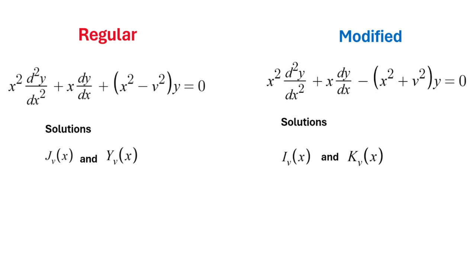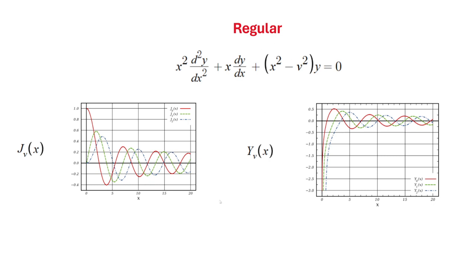And for starters, there are going to be two different Bessel equations. There's going to be the regular one and the modified one. So we'll start off with the regular one. The regular equation is going to produce two different functions as its solution. That's going to be the Bessel function of the first kind, j sub v, and the Bessel function of the second kind, y sub v. And so both are obviously pretty oscillatory.